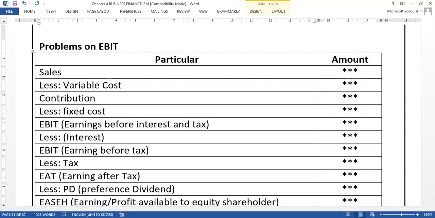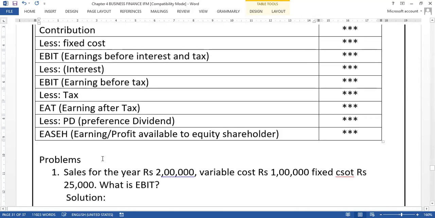Please make sure that you understand the format and how you have to use it, so that it will be easy for you to solve the problem. If you don't use it, it will be difficult. So take down the format and try to recall what information the format gives. With the help of this, let us proceed to the problems.